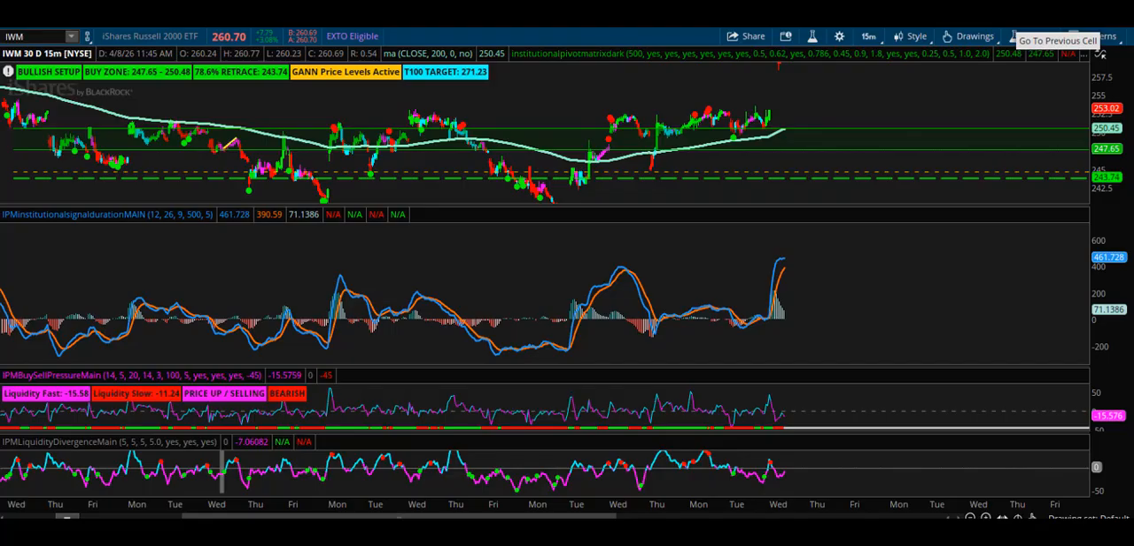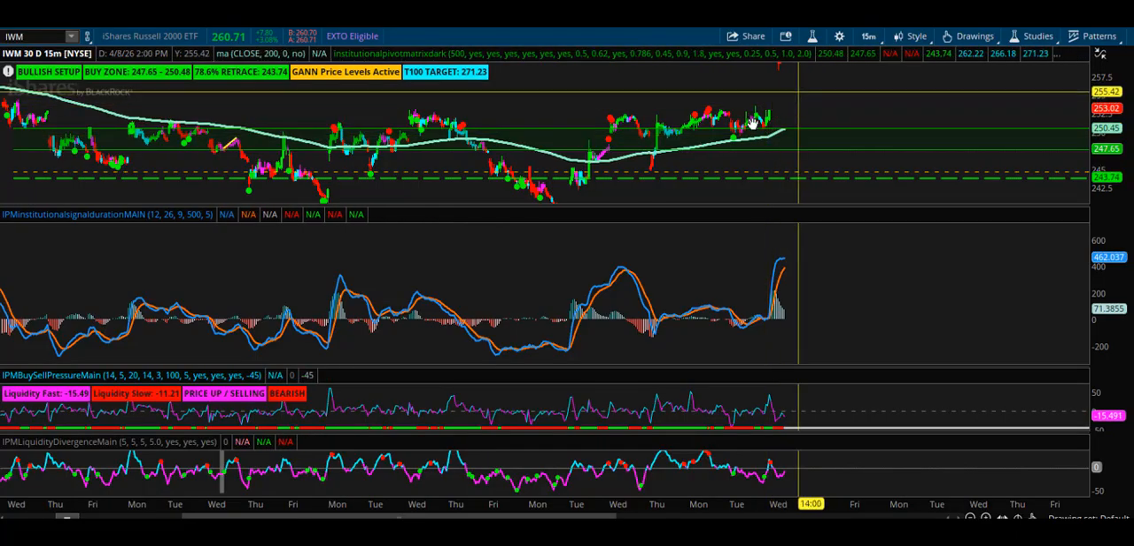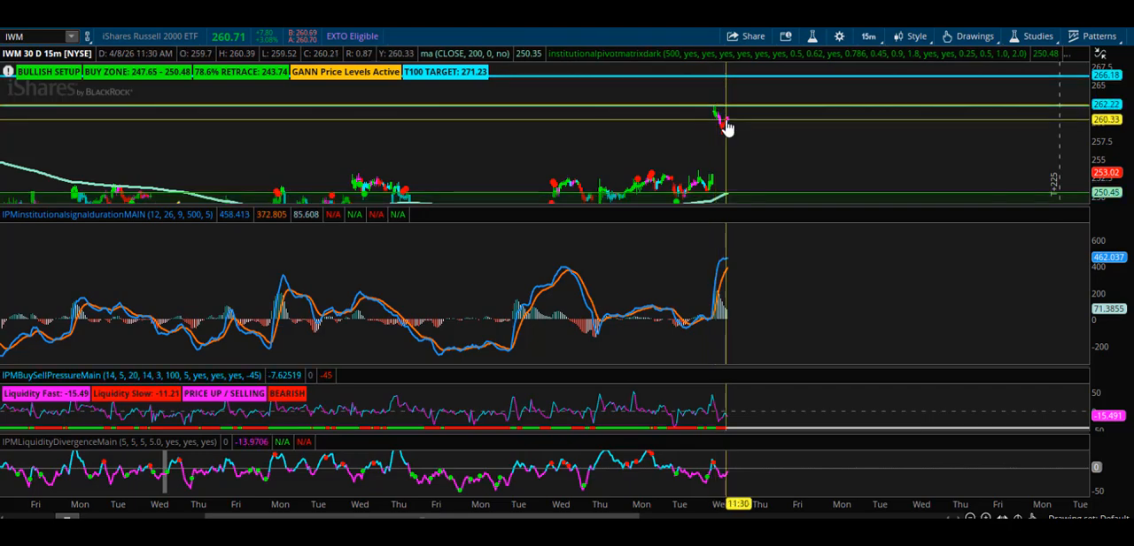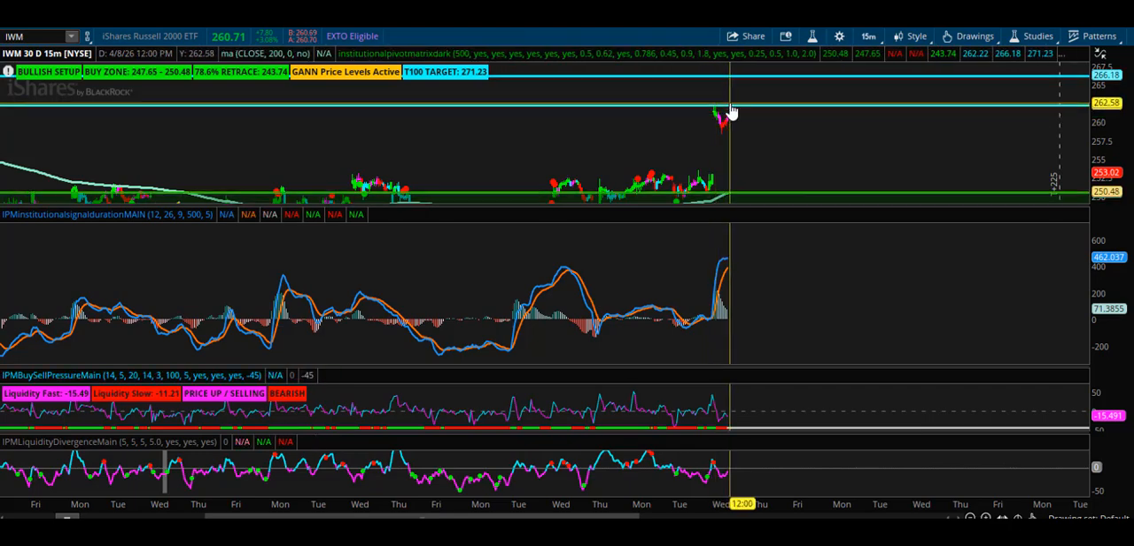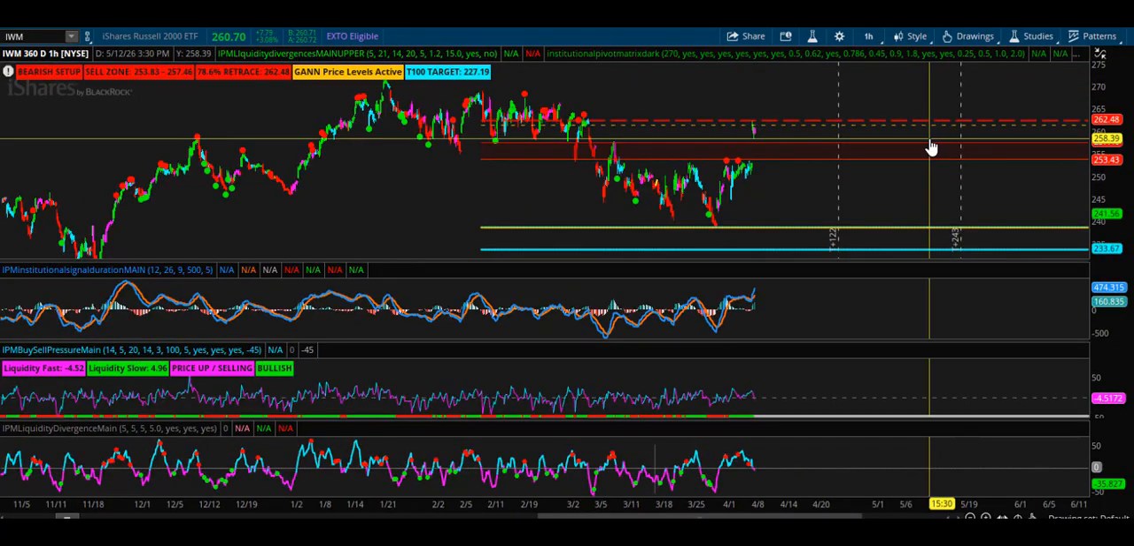And this is what I talk about when you build a framework for trades. So here we don't have any divergences. Oh, I'm sorry, what am I doing? Here we don't have any divergences. So the odds of us taking out this 260, 258 are pretty high. And if they get above it, what we're going to look at is where the target is.